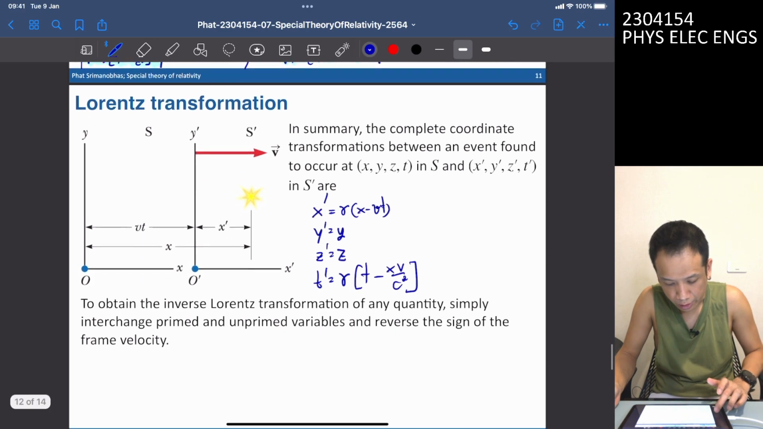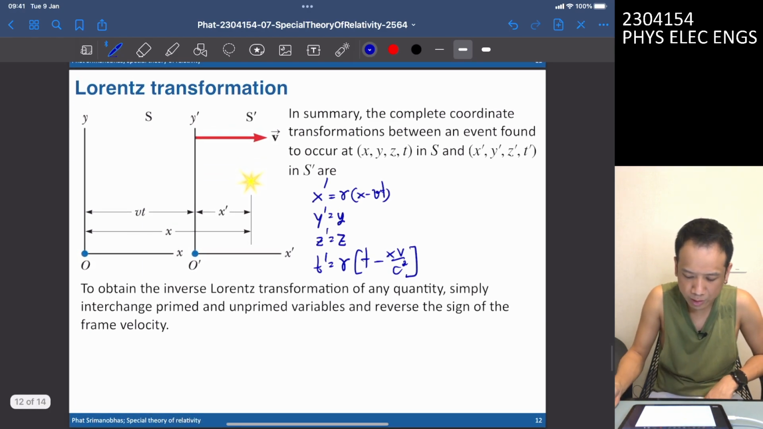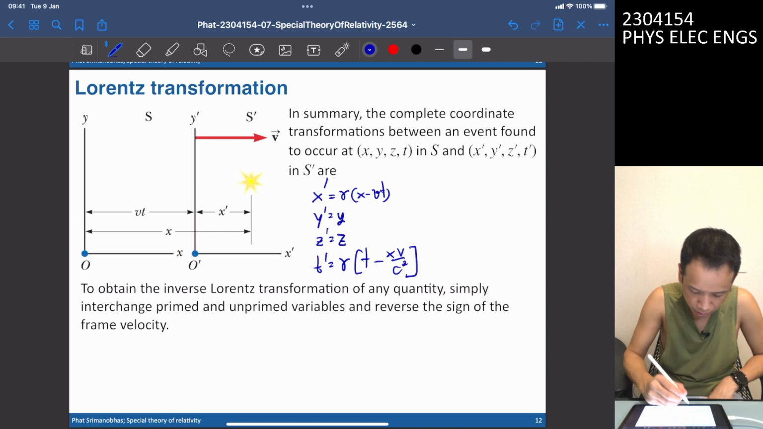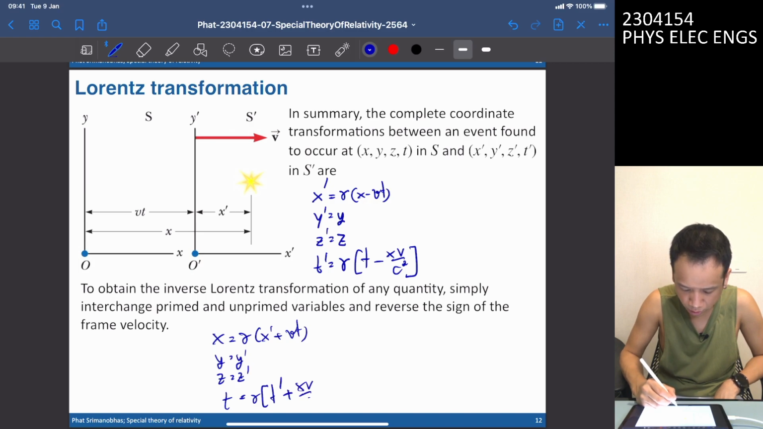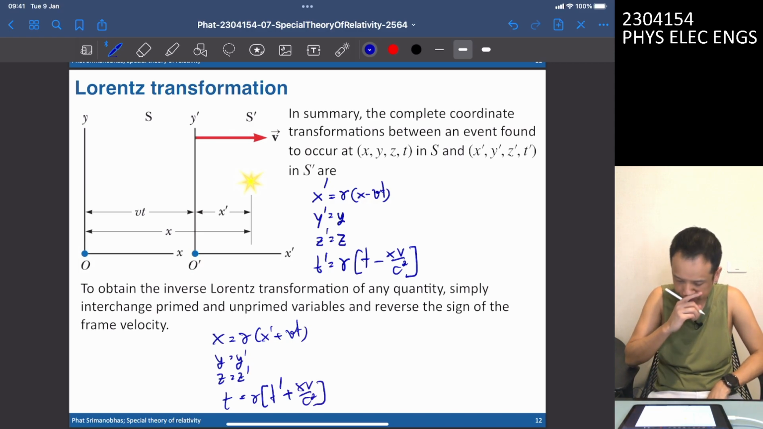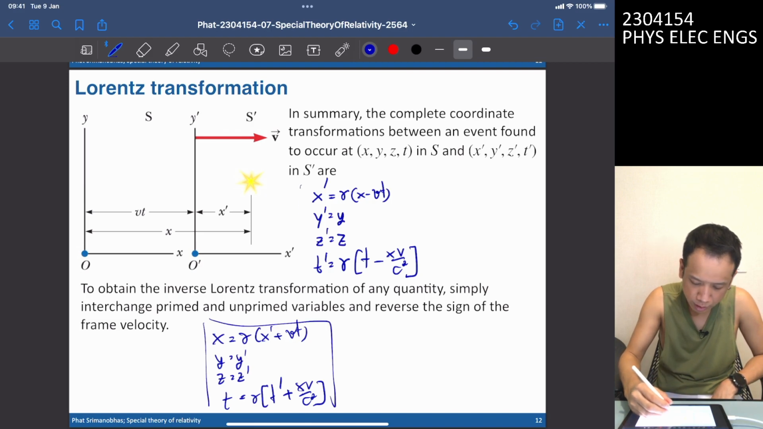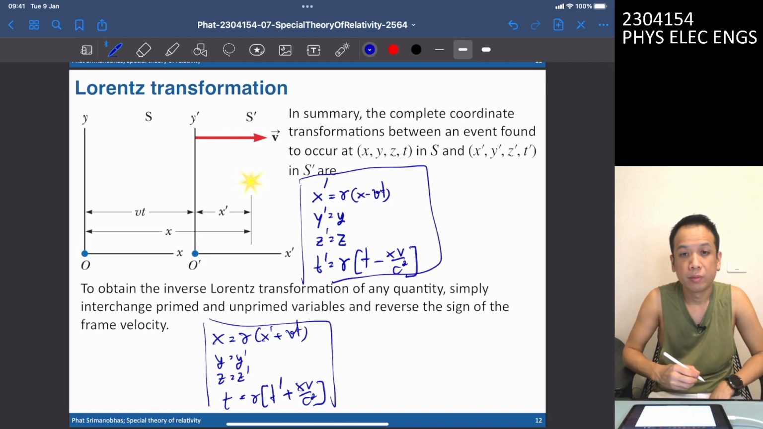If you would like to do the inverse Lorentz transformation, what you should do is just switch primed and unprimed and switch the sign of v. So you get x equals gamma (x prime plus vt prime), y equals y prime, z equals z prime, t equals gamma (t prime plus x prime v over c squared). So this is the inverse Lorentz transformation.